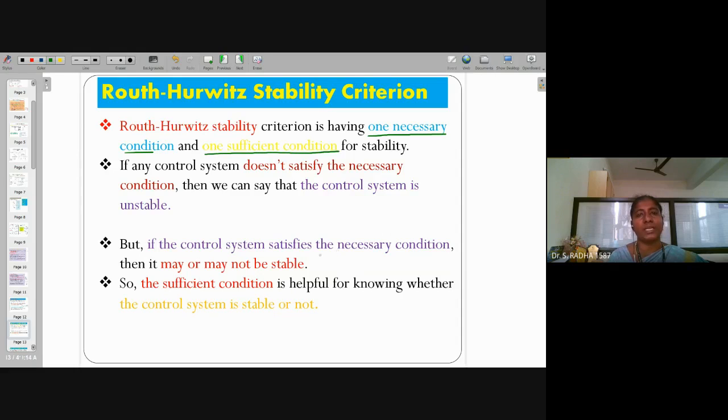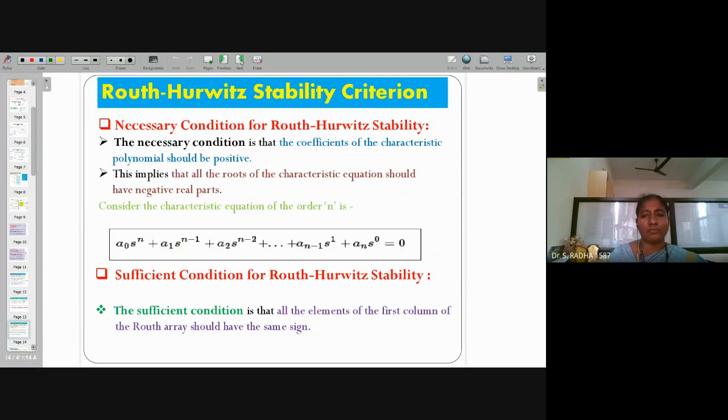RH stability has one necessary condition and one sufficient condition. Generally, this is the characteristic equation general format. I am taking this as equation 1. You can see a0 s power n, a1 s power n minus 1, a2 s power n minus 2, like that, the equation is present.